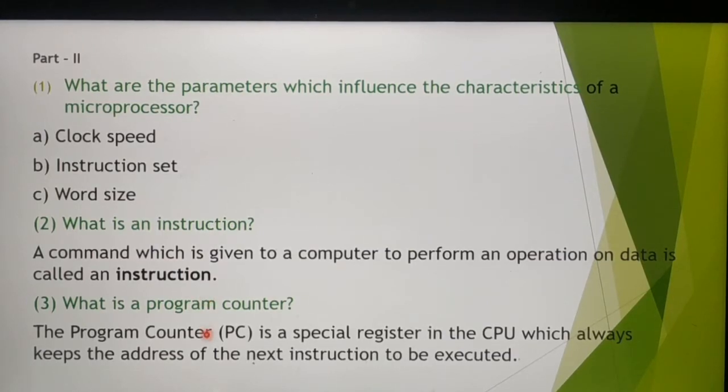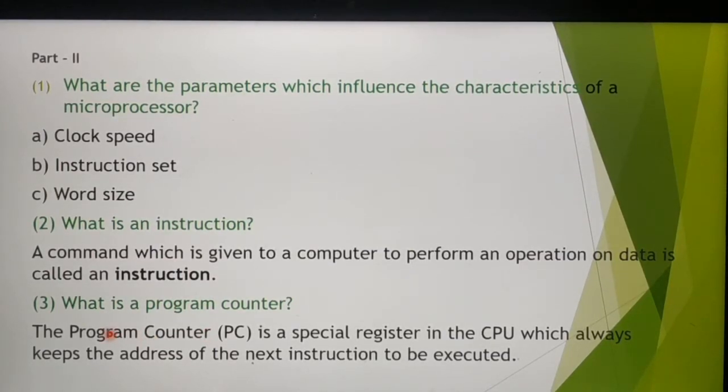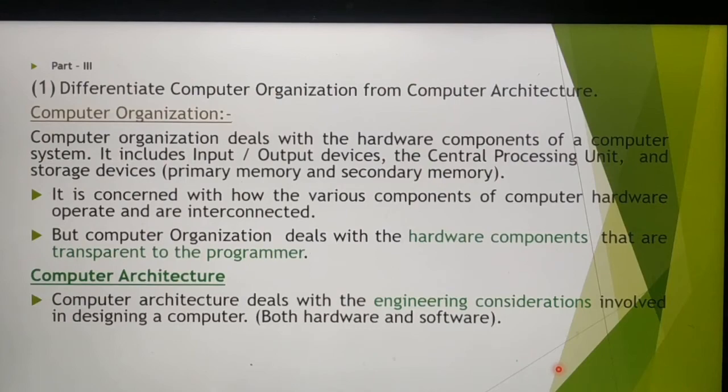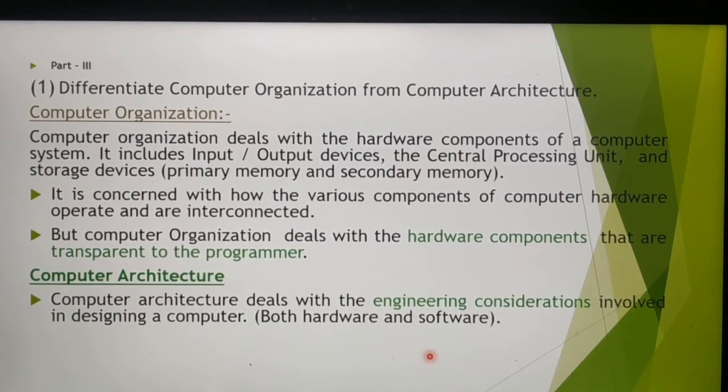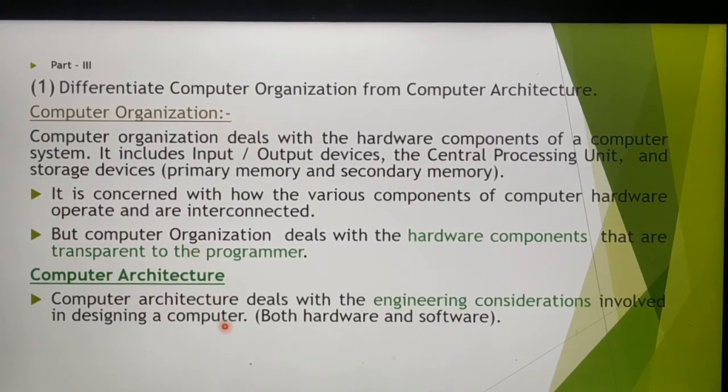What is program counter? We have seen it in this video. Program counter, which is simply called PC, is a special register in the CPU which always keeps the address of the next instruction to be executed. Next, 3 marks question. Differentiate computer organization and computer architecture. Computer organization explains only the hardware components of the computer, including input-output devices, CPU and memory. At the same time, computer architecture explains the design of the computer, both hardware and software, based on engineering considerations.